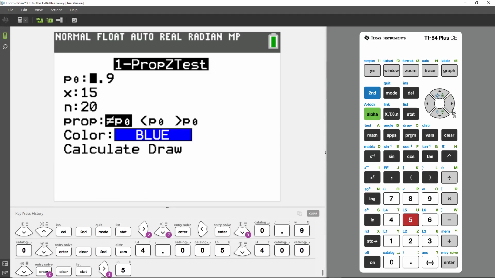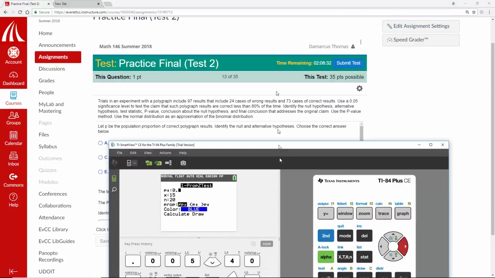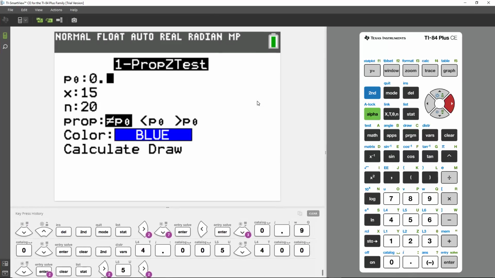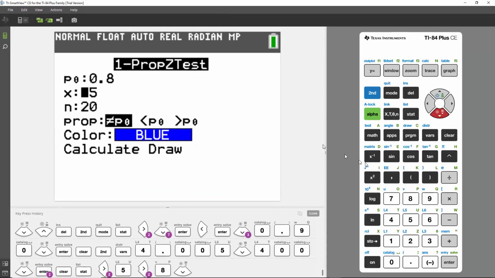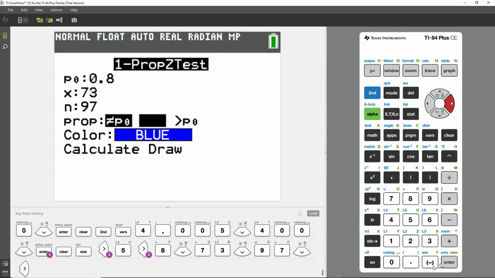And we're doing, our null is, what did we say? 0.80. And we're talking success. Now our sample was 73 out of 97. And then we're gonna say that the alternative is that it's less than 80% correct. And now just hit enter.